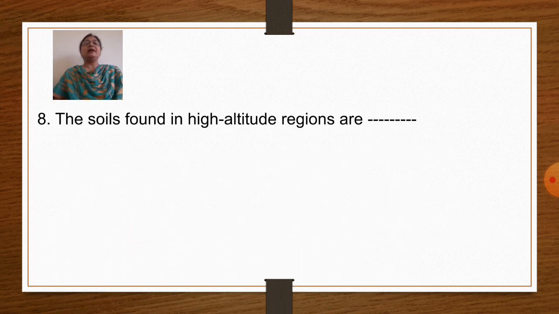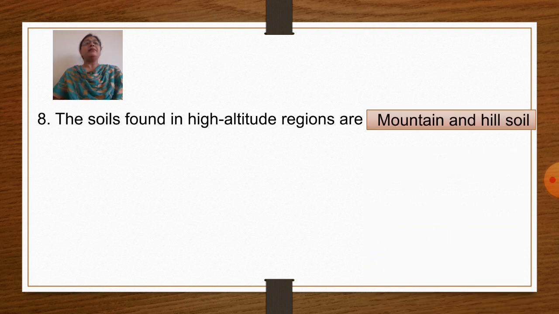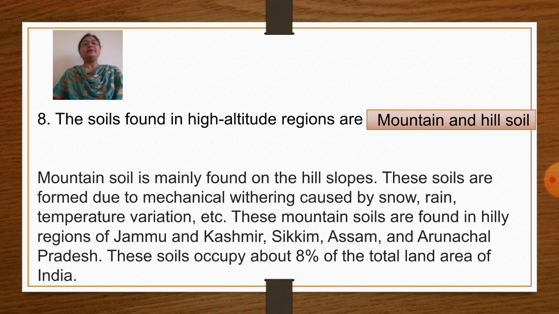Next, fill in the blank. The soil found in high altitude region are mountain and hill soil. Mountain soil is mainly found on the hill slopes. These soils are formed due to mechanical weathering caused by snow, rain, temperature variation, etc. These mountain soil are found in hill regions of Jammu and Kashmir, Sikkim, Assam, and Arunachal Pradesh. These soils occupy about 8% of the total land area of India.